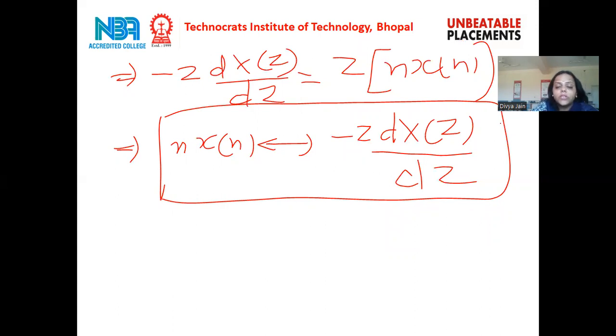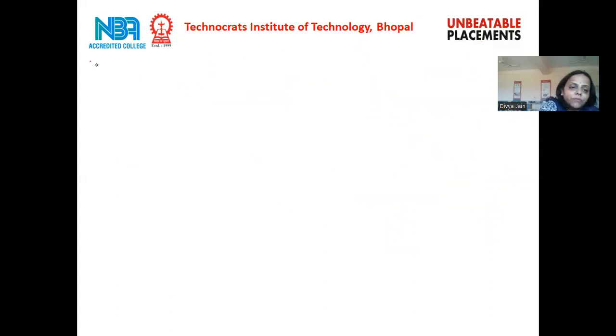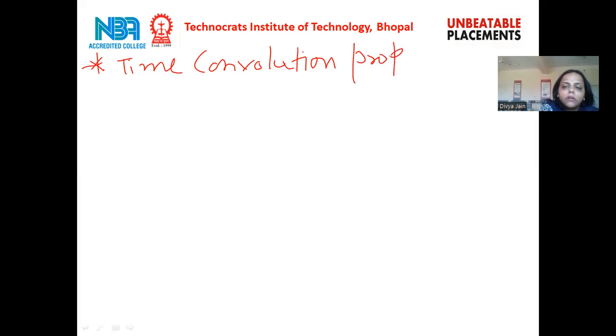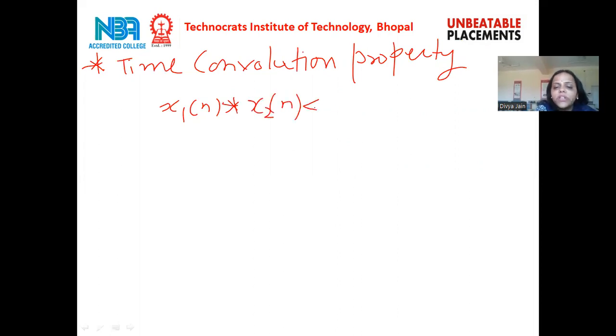Now the next property is the time convolution property. This property says that if we take the convolution of two sequences in the time domain and take the Z transform of this convoluted sequence, we will get the multiplication of both the sequences in the frequency domain.